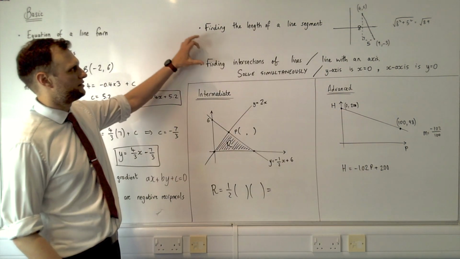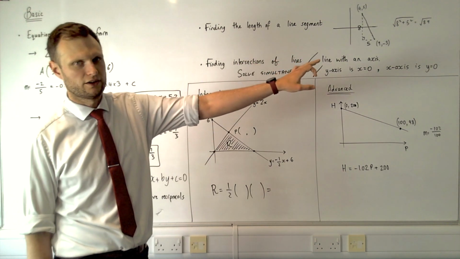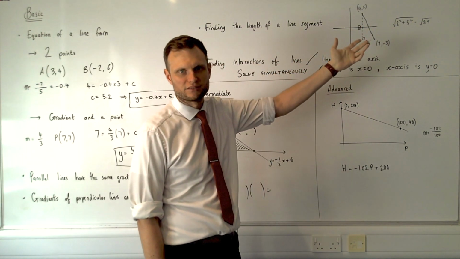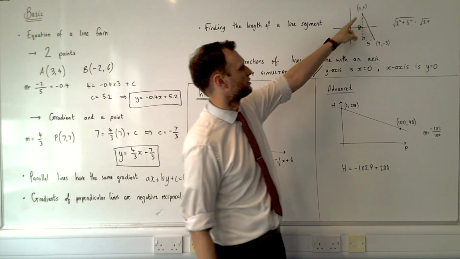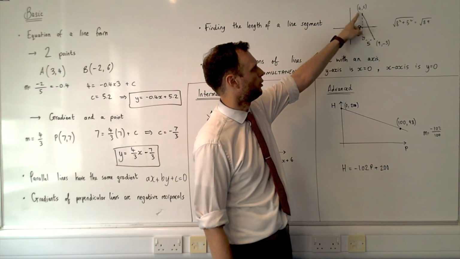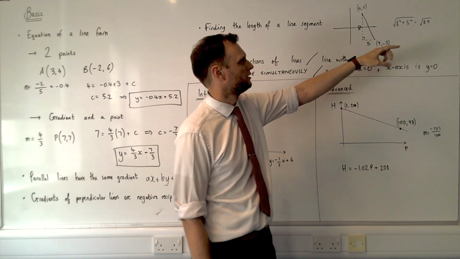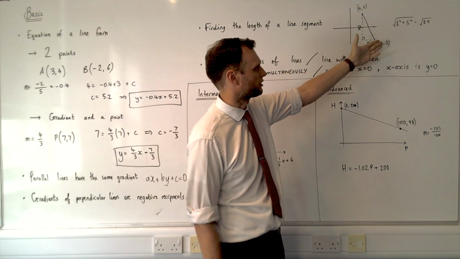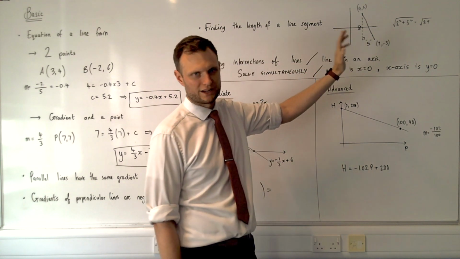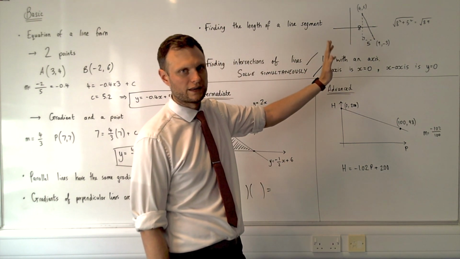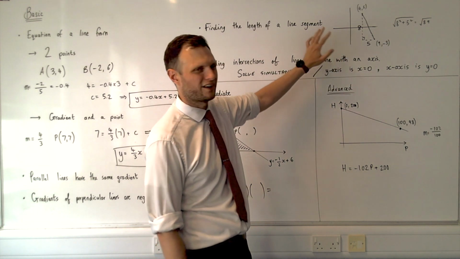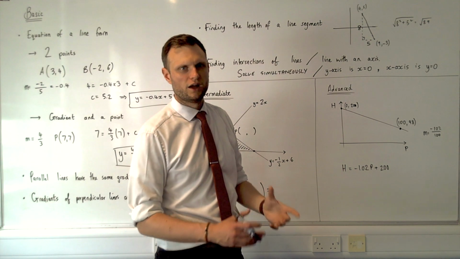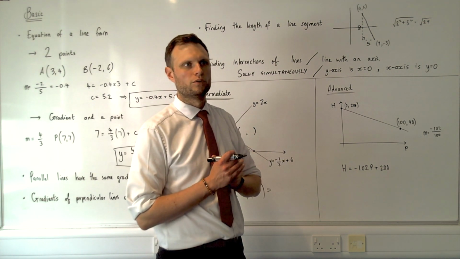More stuff which is in the basic section is finding the length of a line segment. A line segment is just a line that ends. So for the line segment between these 2 points, you just use Pythagoras. You work out the length it goes across, the length it goes down, square them, add them together, square root. You've got the length of the line segment. Pythagoras is very frequently used when you're doing something on a graph and you're asked about area or length.